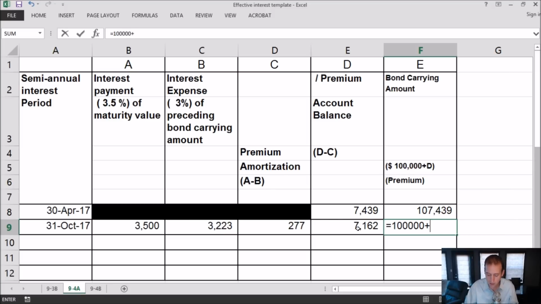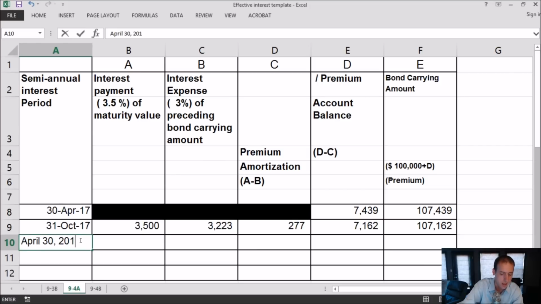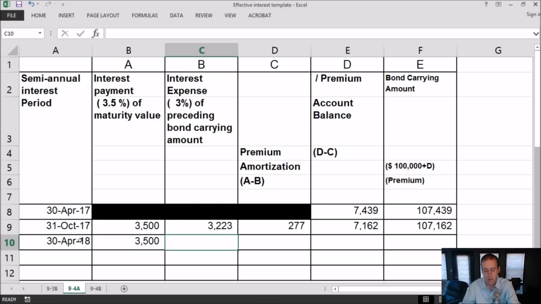And the bond carrying amount, $100,000 plus 7,162. The most common mistake on these tables is people go 107 plus 7, they get 114. No, this number always needs to be getting closer to the face value of our bond. So in this case, with the premium, it's going to be falling. It's going to be getting closer to 100 grand. If you find it's getting bigger, you're screwing something up. The next relevant date, April 30th, 2018. The interest payment is again $3,500. The interest expense, 3%.